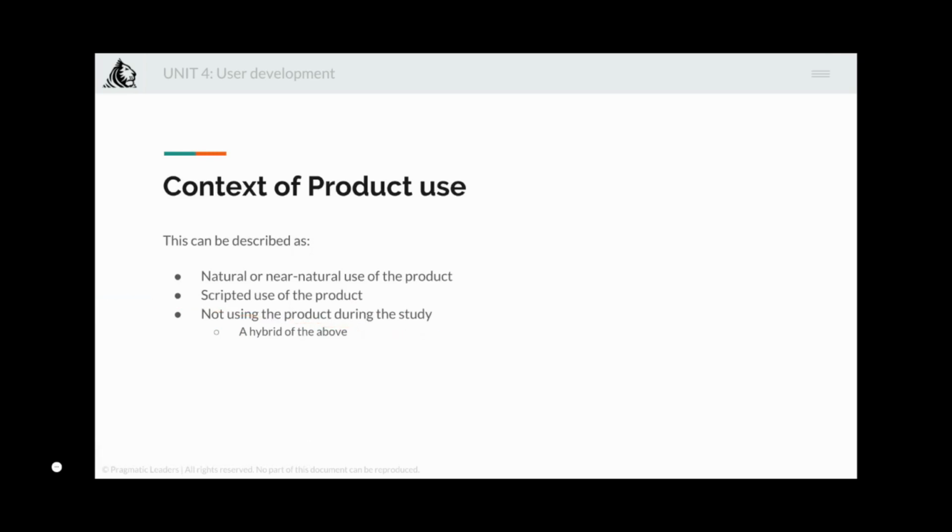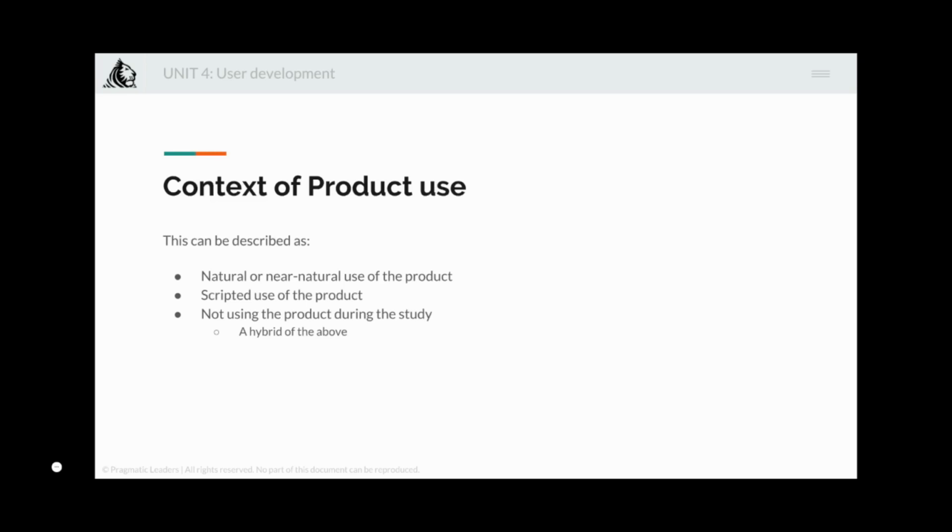Next, I want to cover the third distinction. So I've covered attitudinal versus behavioral. I've covered quantitative versus qualitative. Now the third thing is the context of product use, right? So this is how and whether participants in the study are using the product or service in question, correct? So whether they're using it in its natural or near natural use, or it's scripted, or they're using it in a hybrid state.